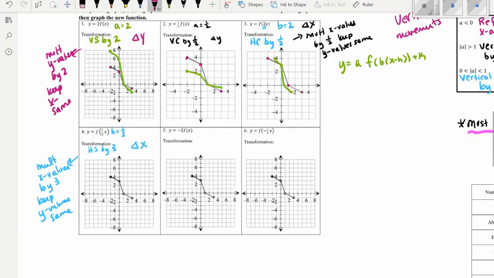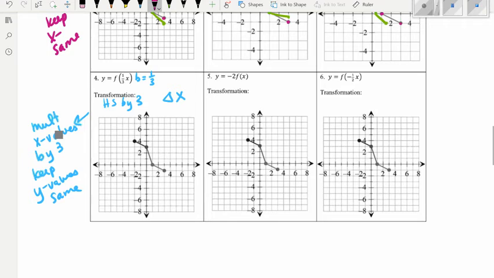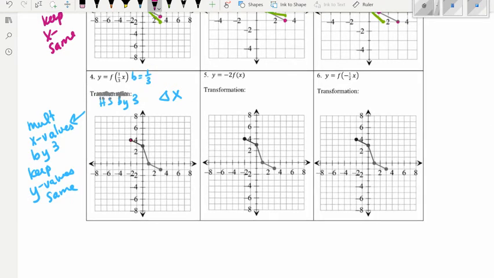So if we zoom in here, we have an x value of negative 2. So negative 2 times 3 would be negative 6. So notice that I changed my x value to negative 6, and the y value stayed at 4. Here we have an x value of 0. So 0 times 3 would stay 0. Here we have an x value of 1. So 1 times 3 would be 3, so that moves here. So again, kept the y value the same. The x value is the only thing that moved.